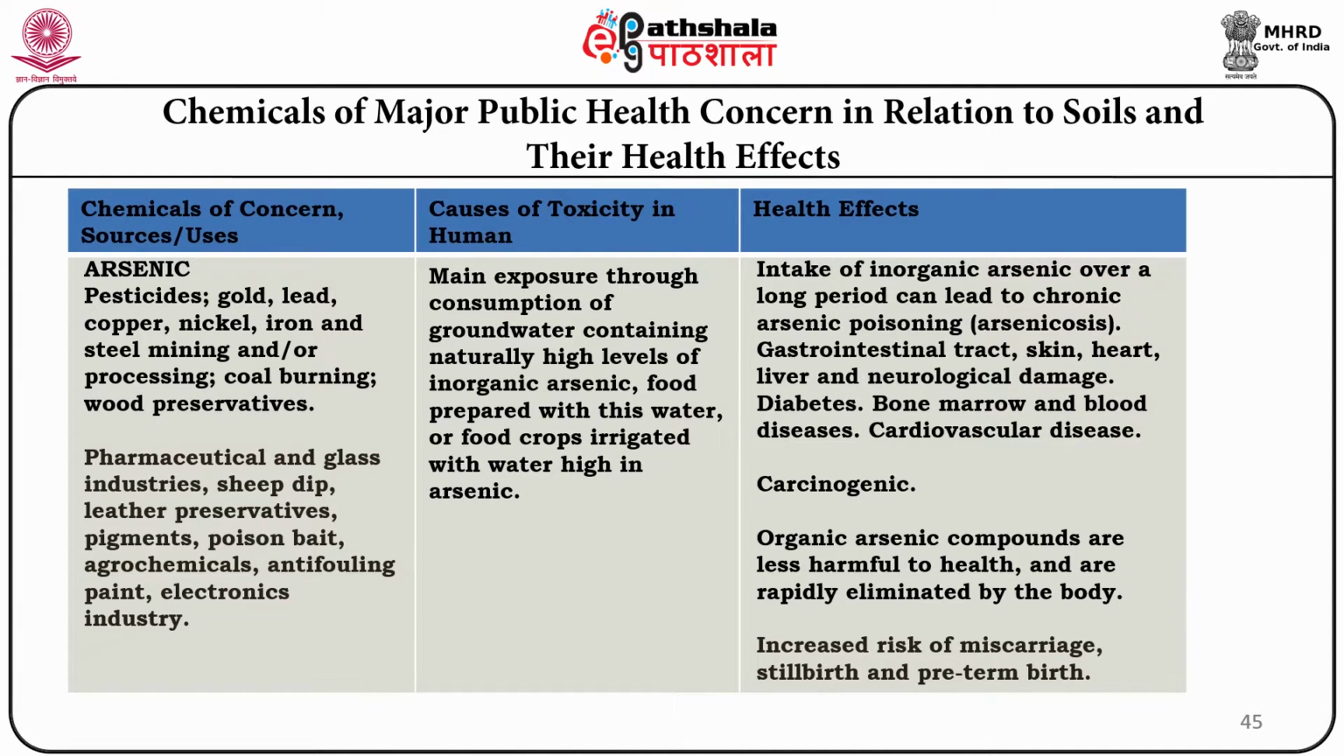Arsenic. Intake of inorganic arsenic over a long period can lead to chronic arsenic poisoning or arsenicosis. Gastrointestinal tract, skin, heart, liver and neurological damage. Diabetes, bone marrow and blood diseases, cardiovascular disease. Arsenic is carcinogenic. Organic arsenic compounds are less harmful to health and are rapidly eliminated by the body. It also causes increased risk of miscarriage, stillbirth and preterm birth.